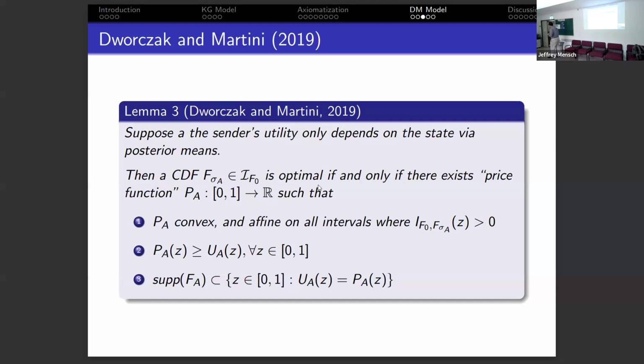Okay, so let's characterize optimal Bayesian persuasion for distributions over posterior means, where the sender's payoff also only depends on posterior means. Then this CDF F sigma A is optimal if and only if there exists something they call a price function PA, where this function PA is convex and affine at all intervals where the mean preserving contraction constraint is not binding. This price function lies weakly above the utility of the sender for all posterior means, and is actually coinciding with it at points in the support.